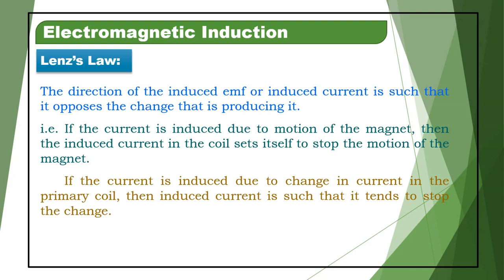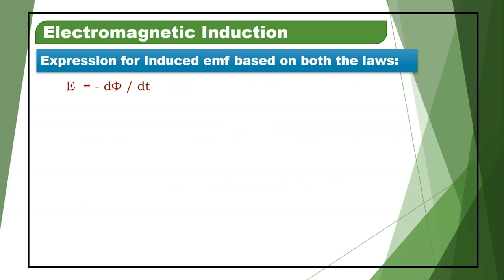What is the meaning of these two statements? Simply, if I try to induce a particular current, that induced current will oppose the source by which it is produced. This is actually Lenz's law.